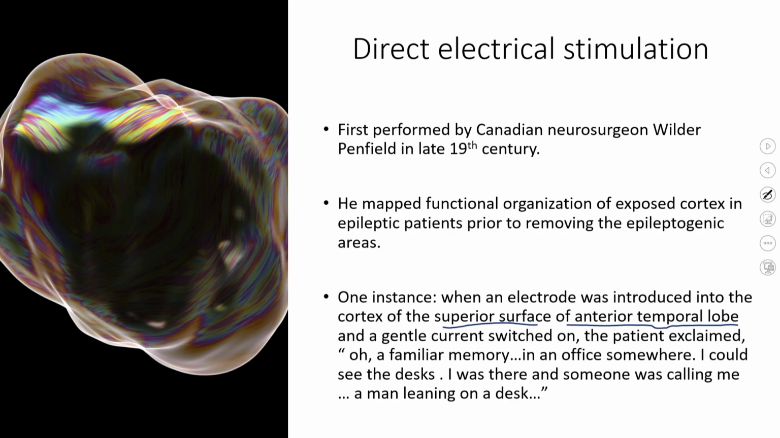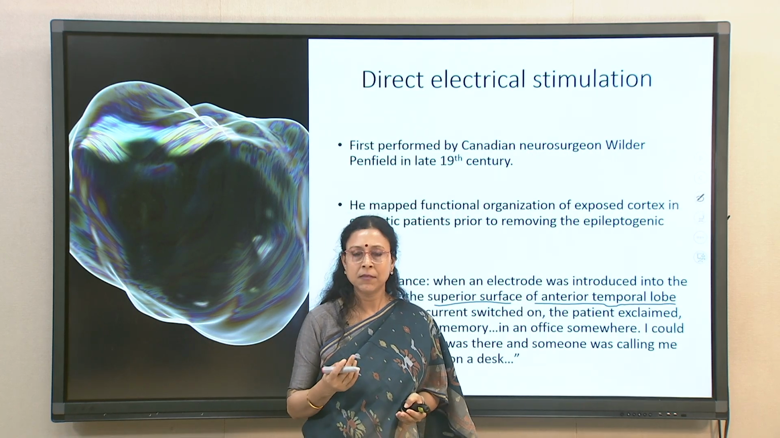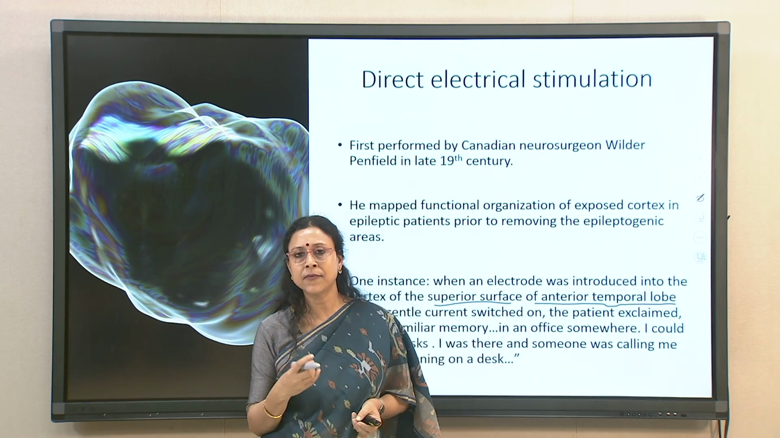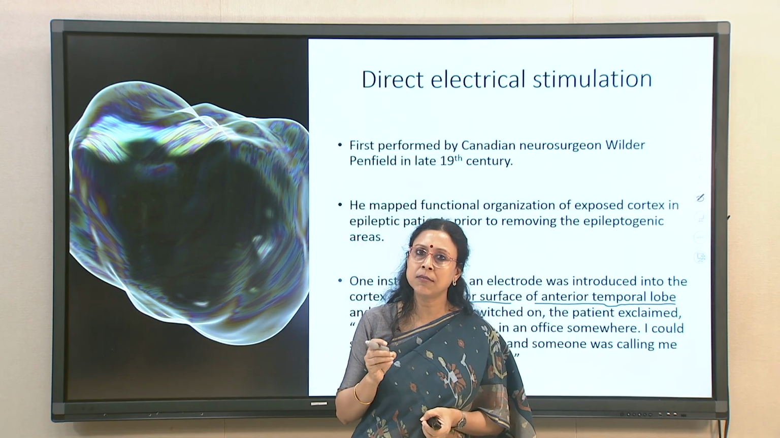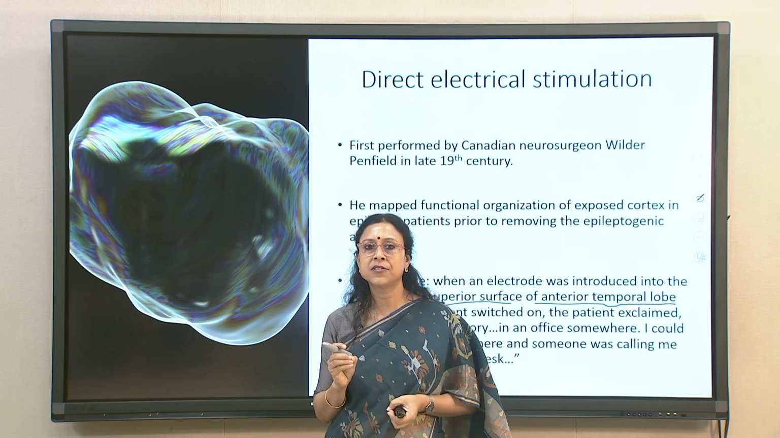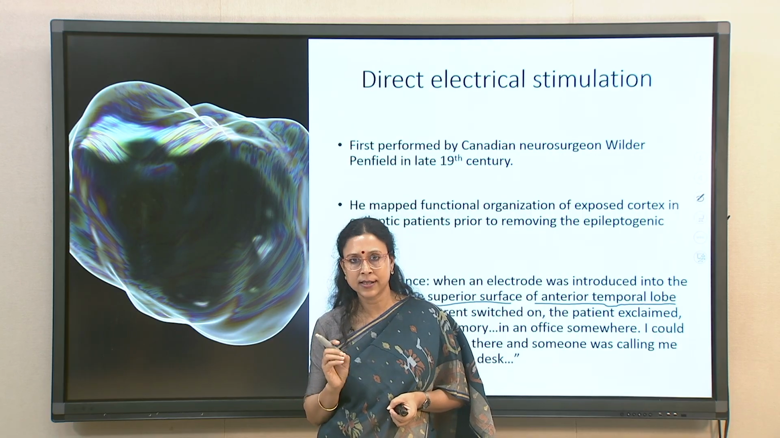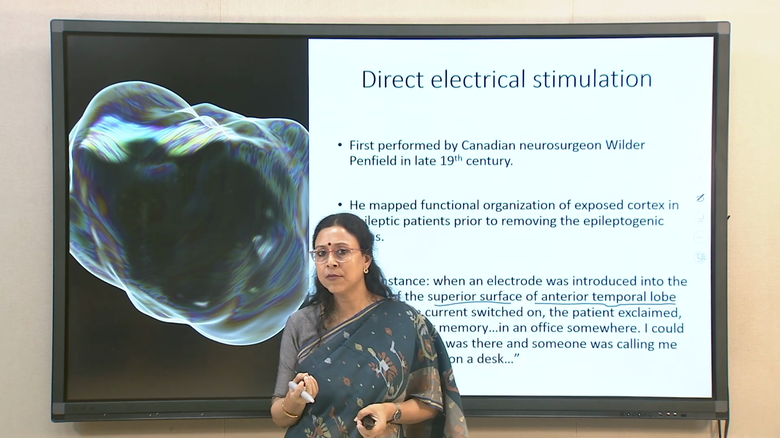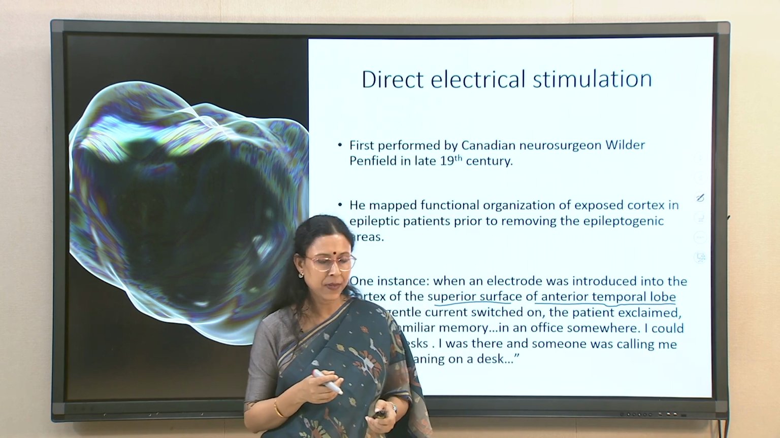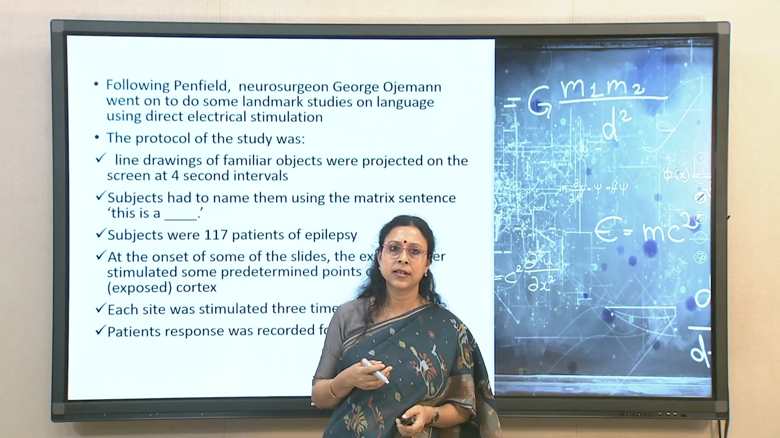This looks like a person describing a scene. Remember, there was no scene like this in front of the person. All they did was pass a very minute amount of electrical stimulation in the open area of the cortex. That is the area that we talked about, and when that area was electrically stimulated, this is what the person says. So, this is one of his studies.